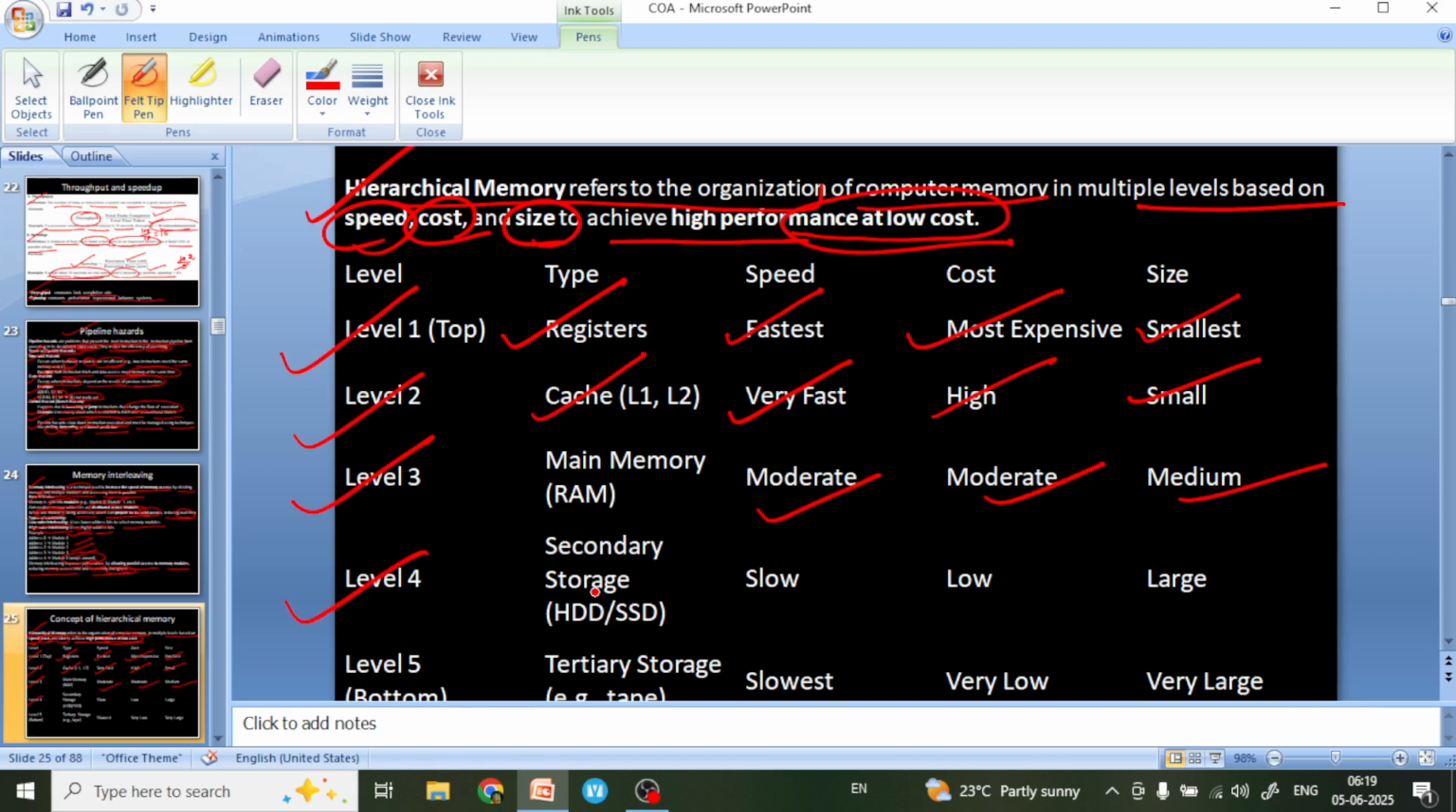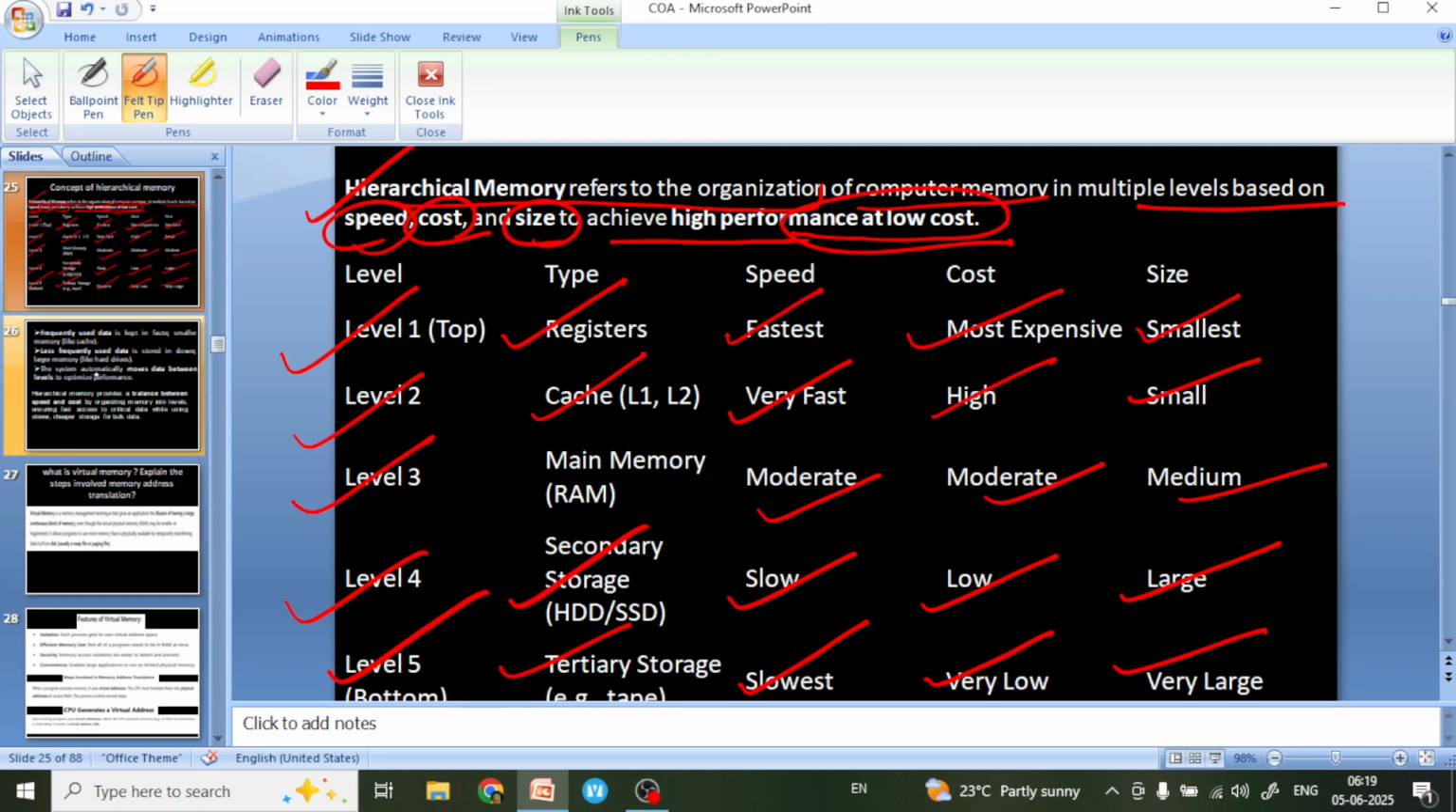Level 4 is secondary storage, in which we use HDD and SSD. Its speed is very slow, its cost is very low, and its size is large compared to registers, cache, and main memory. Level 5, the bottom level, is tertiary storage, for example tape, which has the lowest speed, very low cost, and very large size.